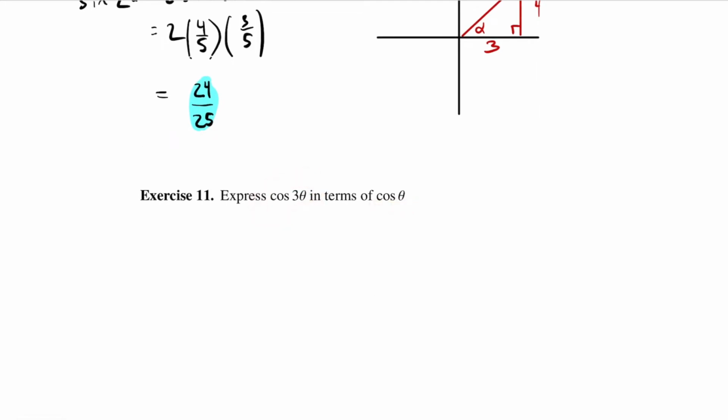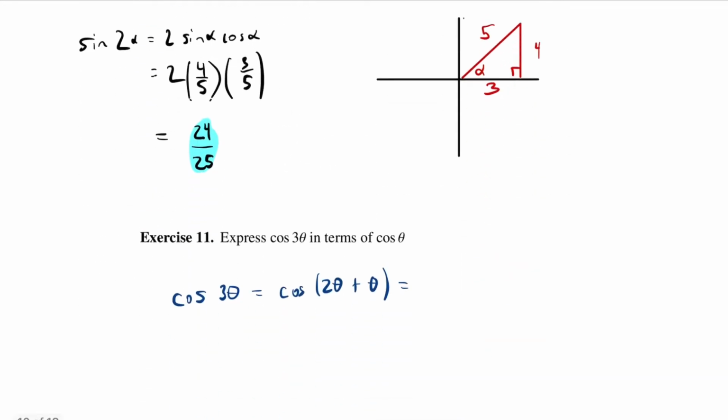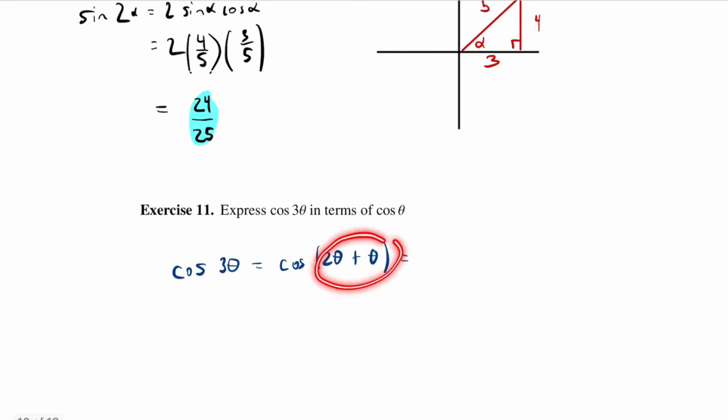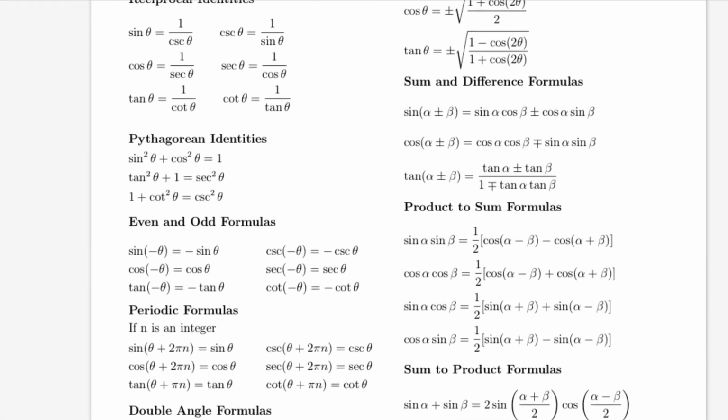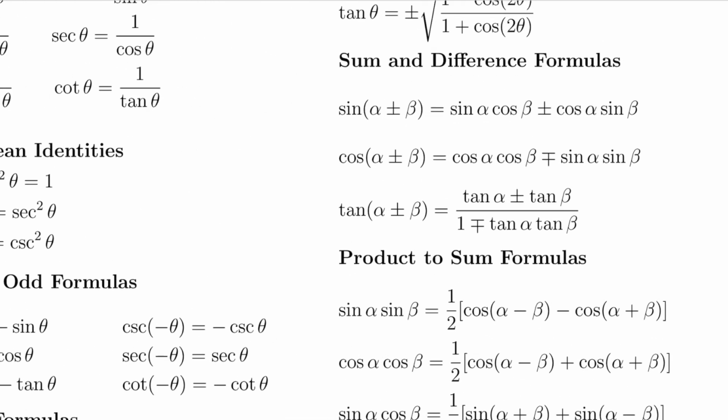All right, let's express cosine 3 theta in terms of just cosine theta. So in this case, we have to get a little bit creative. Another way to write cosine 3 theta would be cosine of 2 theta plus theta. That's 3 theta. And the reason I chose that representation is so that I can apply the sum formula first. So if you recall, the sum formula will look like this.